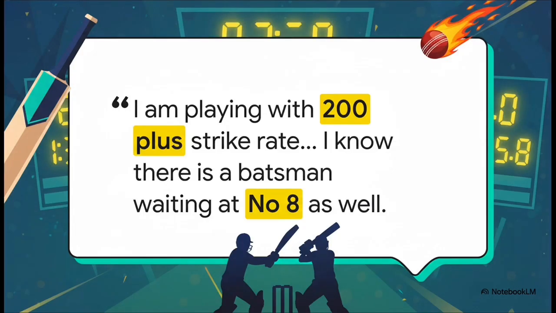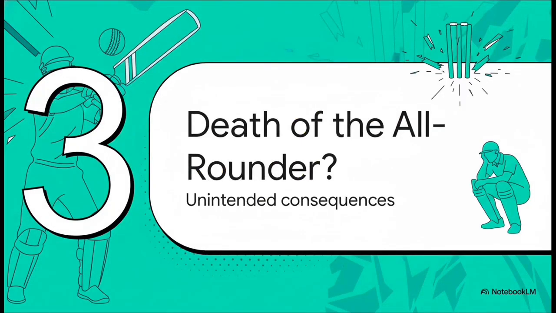But all this freedom for a batsman, all these incredible scores, well, it has come at a price. And this is where we get to the most heated part of the whole debate. It looks like the impact player rule has had a massive and maybe unintended consequence. Are we witnessing the death of the all-rounder?